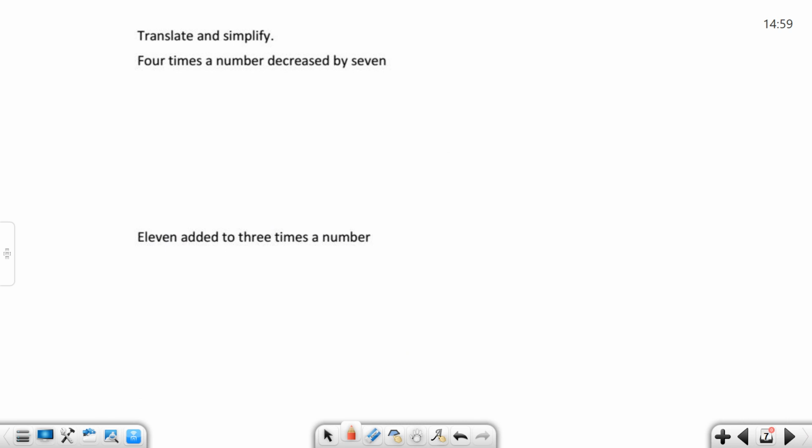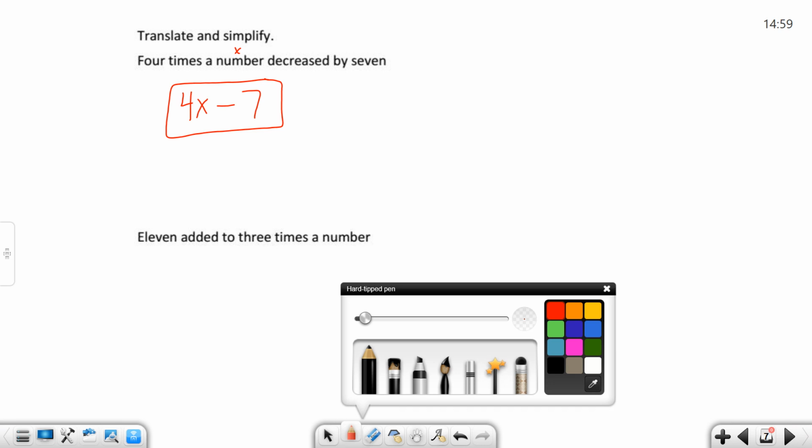So here, 4 times a number decreased by 7. I'm going to call my number x. No magic to that. You can call it n for number. You can do the, what y'all call a hashtag, what we called a pound sign or number sign growing up for me. All right. So 4 times a number, 4x. Decreased by: if I'm going to decrease something, I'm going to subtract. And there's no to, from, or than there, right? So it's going to be in the same order. Decreased by what? 7. So that algebraic expression is 4x minus 7.